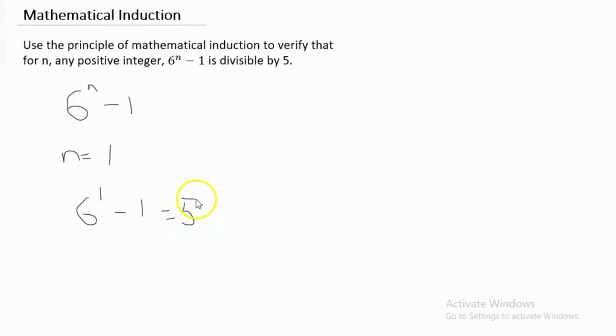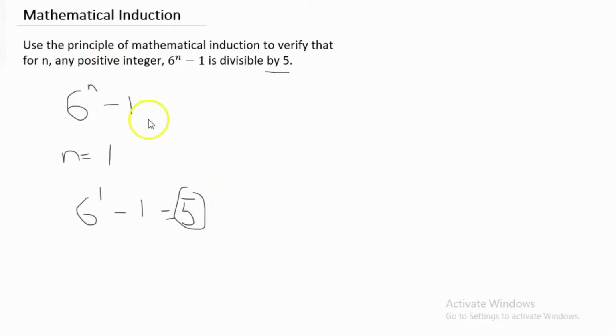Now this would be true if the answer that we got is divisible by 5. 5 is divisible by 5, that would be 1. So it means that n is equal to 1 is correct. When you are proving for n is equal to 1, if your answer does not meet the requirements, it means you cannot go further. That is why you have to prove that n is equal to 1.